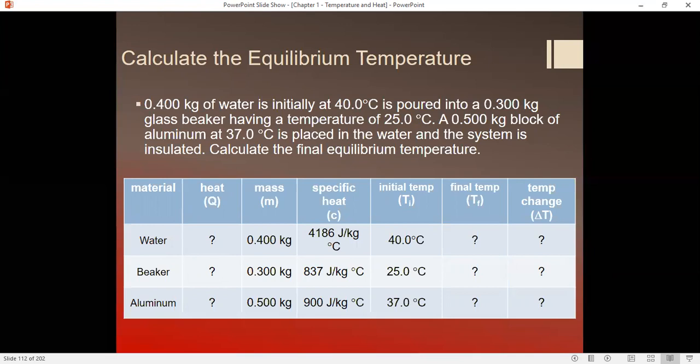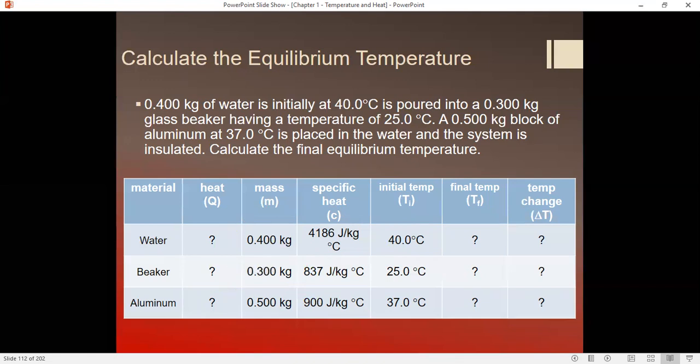I have the initial temperature of my water, the initial temperature of my beaker, and the initial temperature of the aluminum. Okay. I have all the specific heats. I have all the masses. All right. How am I going to do this? Well, I know that the heat that the water gives off, the heat that the aluminum gives off, is going to be absorbed by the beaker.